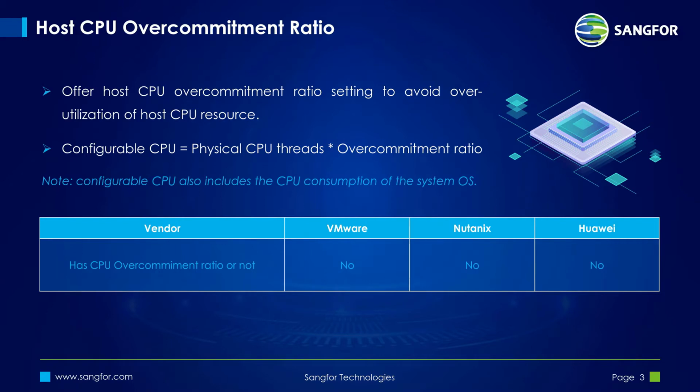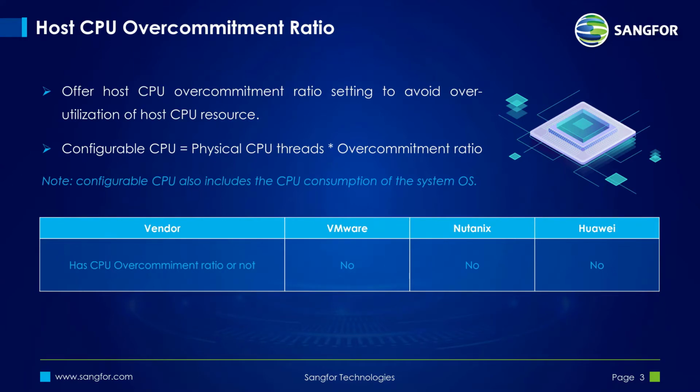That is why you can set a threshold on HCI to limit the overcommitment ratio of that particular host, so that you can be assured that on your HCI cluster, no node will be overrun by the workload. So the configurable CPU resource equals physical CPU threads multiplied by overcommitment ratio. The overcommitment ratio can be configured by you on HCI's management UI.